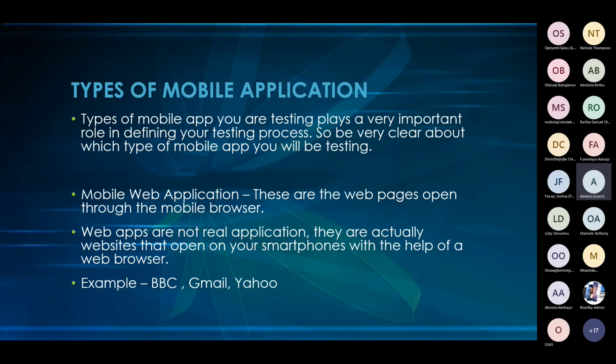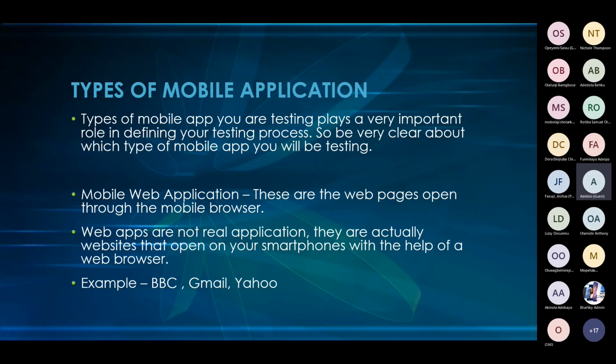So we have types of mobile applications. Like I said earlier, we have talked about types of platforms, which are Android, iOS, Windows, and BlackBerry. And also there are types of mobile applications. The types of mobile application you are testing play a very important role in defining your testing process.